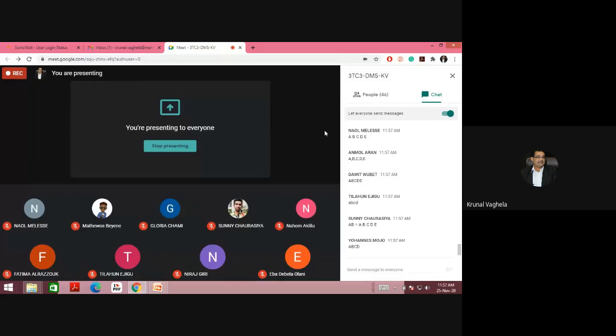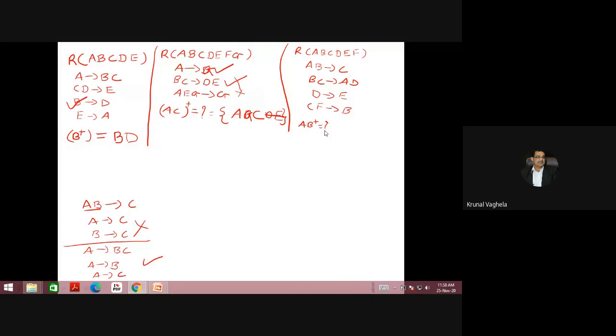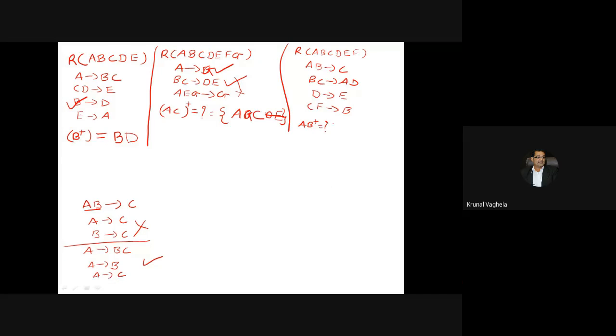The right answer is A, B, C, D, E. Let's see. If you are having A and B, so let's take functional dependency. I am having AB, yes. So from AB I can find C. I have used this. So C.